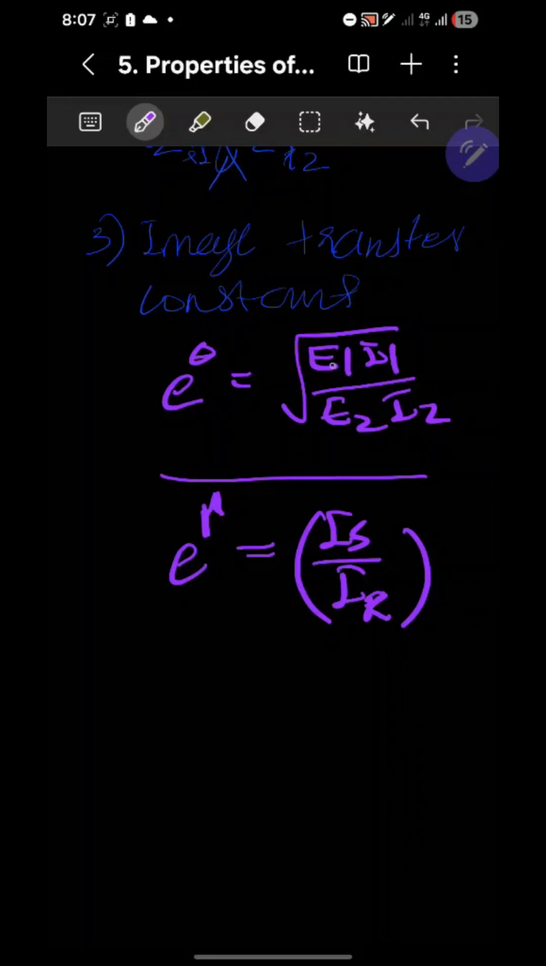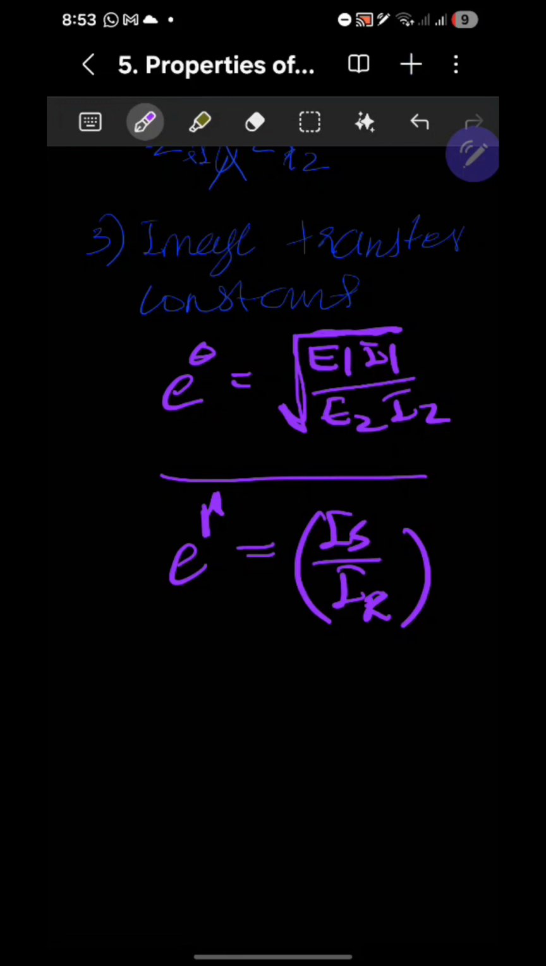Here the difference is that we are taking E1 into I1. That means effectively this will become power. That's why we are taking the square root here. There is a reason for taking this one, because the ratio of E1 by E2 is not equal to I1 by I2 in the case of an asymmetrical network. That's why we are taking it like this, the image transfer constant. So just understand this expression alone. We are not going into detail about this image transfer constant. Just understand this expression, and it is similar to the propagation constant in the symmetrical network.